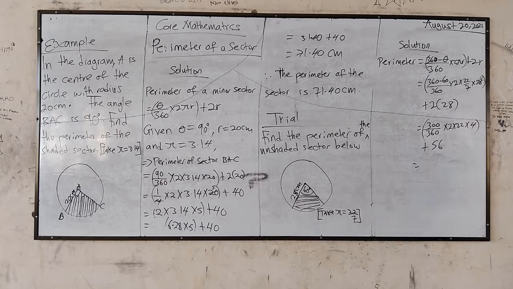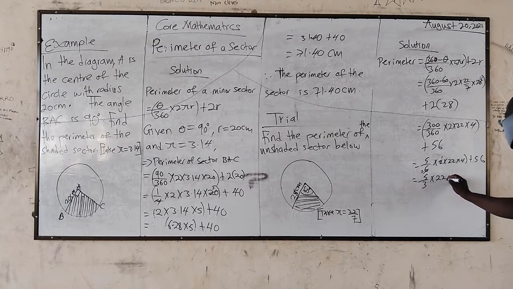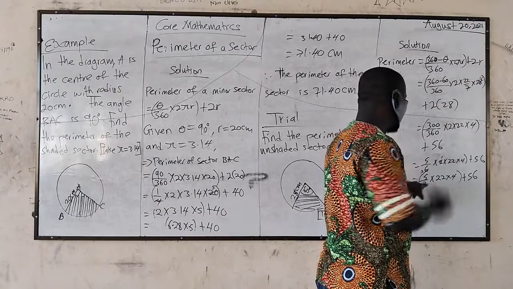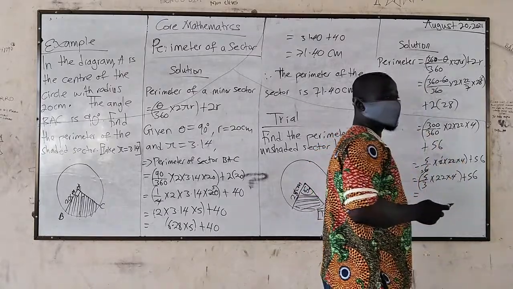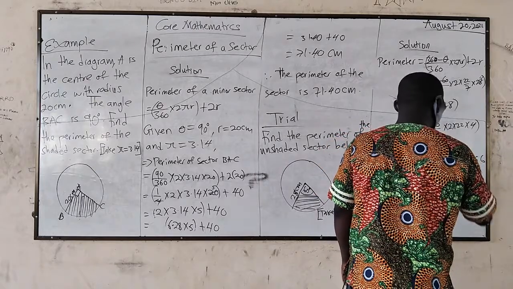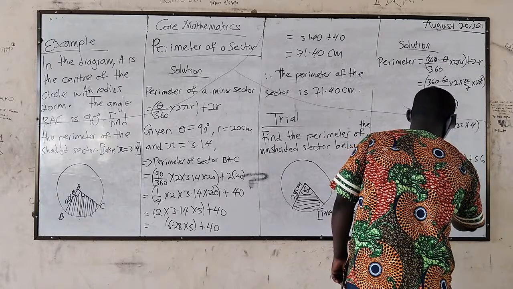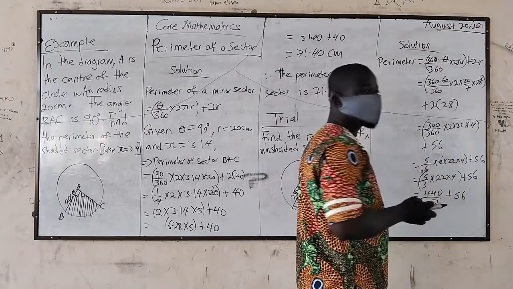Now, simplify 300 over 360 as a fraction: 5 over 6. This is 5 over 6 times 2 times 22 times 4 plus 56. Let's simplify. 2 here is 3, and 2 here is 1. So now I have 5 over 3 times 22 times 4, in brackets, plus 56. Now multiply 5 over 3 by 22 and by 4. 5 times 22 is 110, times 4 gives you 440. So 440 over 3 plus 56.